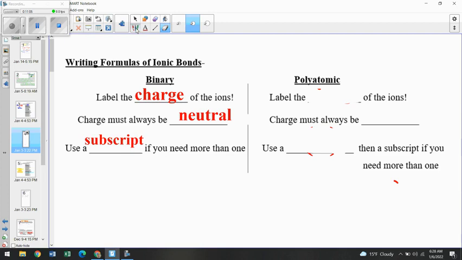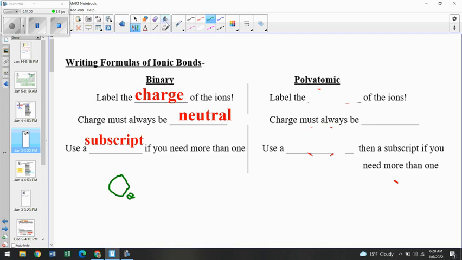And then if you need more than one element, you use a subscript. Remember, a subscript is a tiny little number you write after the element symbol to indicate you have more than one of them. So if you needed a couple of oxygens, you would write a little 2 after it. It needs to be little. Don't write a large 2. That'll get you into trouble in Unit 7.